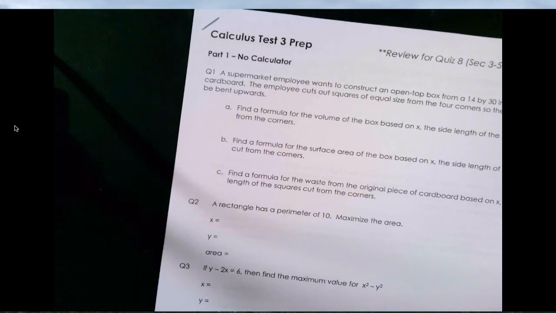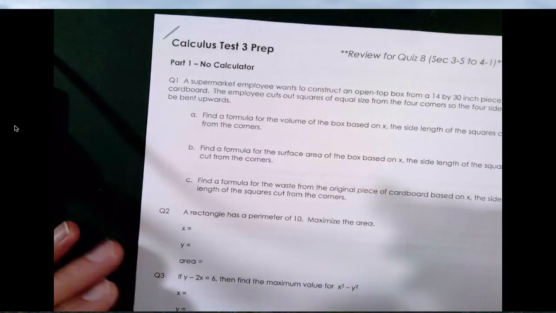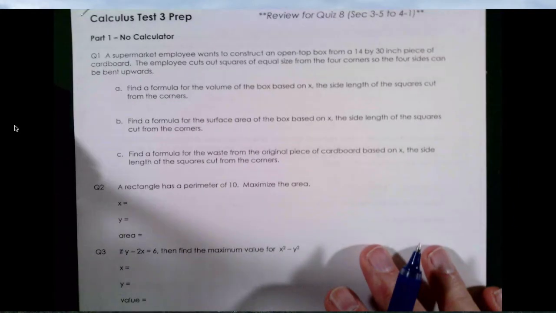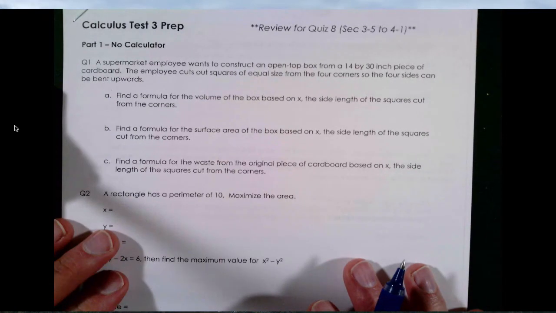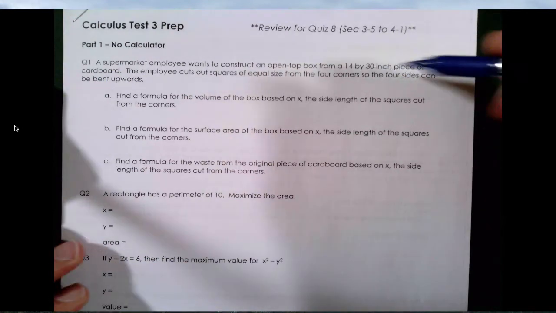This video is for calculus in the third quarter, reviewing for quiz 8, mostly on optimization and a little bit of differential equations. Okay, so the first part is non-calculator, and let's get started. It says a supermarket employee wants to construct an open top box from a 14 by 30 piece of cardboard.